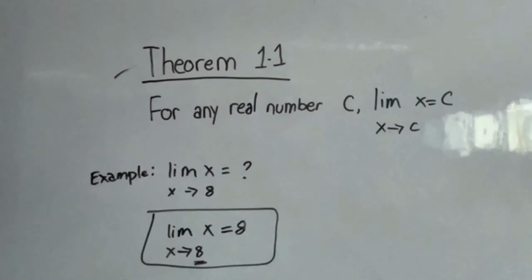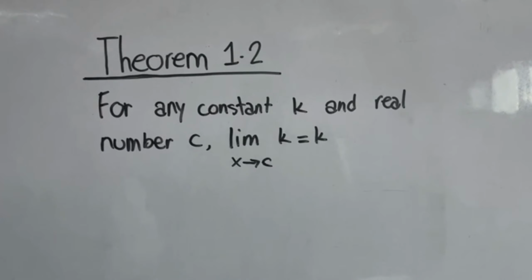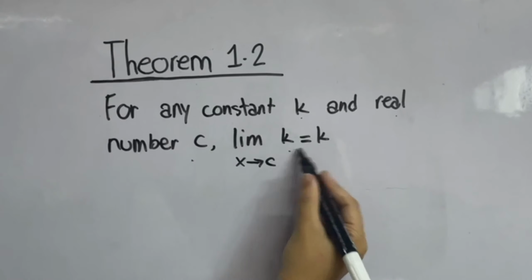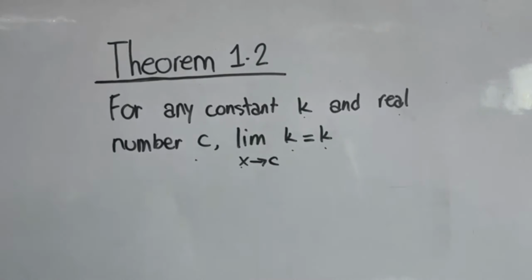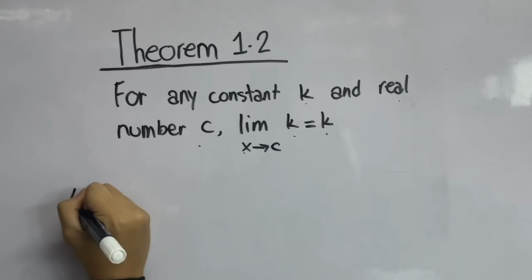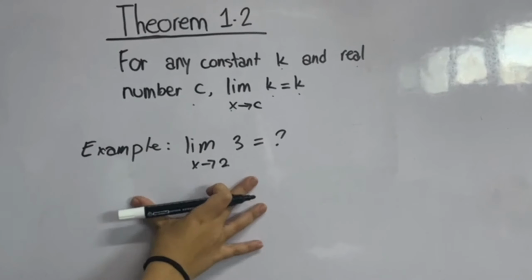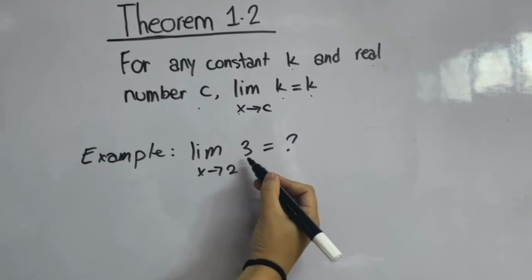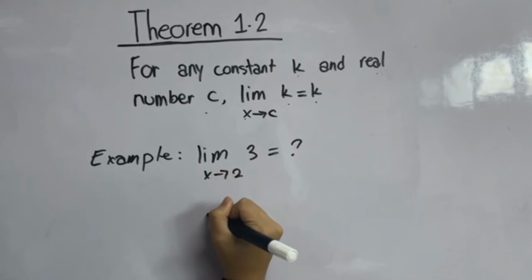Let us proceed to our theorem 1.2, which states that for any constant k and real number c, the limit of k is equal to k as x approaches any real number c. Let's look at this example. In this given equation, we will use theorem 1.2. Our constant here is the number 3 and our real number c is 2.